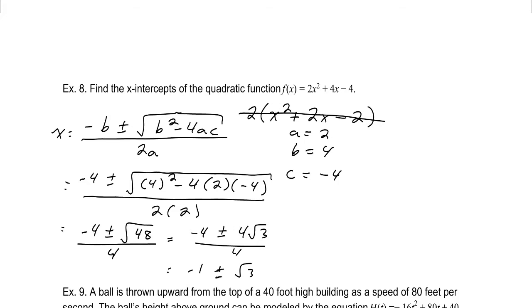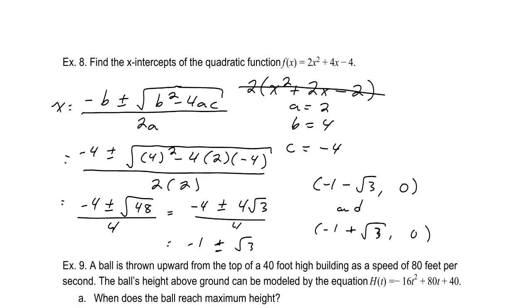So my two solutions, my two x-intercepts, are negative 1 minus root 3, comma 0, and negative 1 plus root 3, comma 0. There are my solutions, or my x-intercepts.